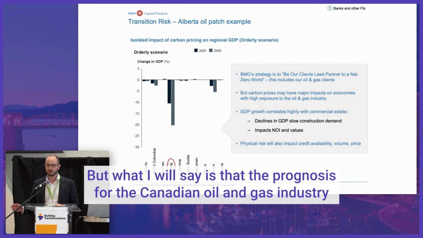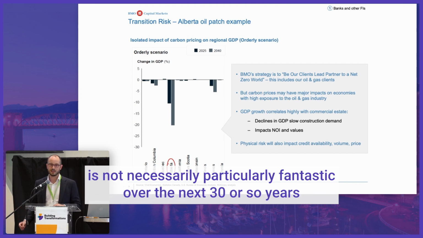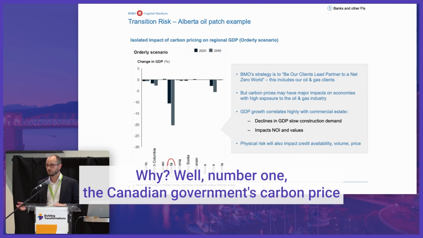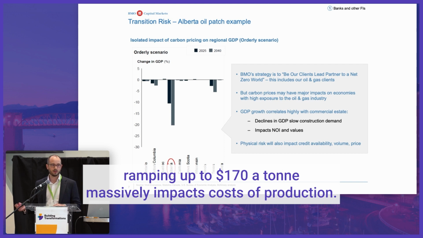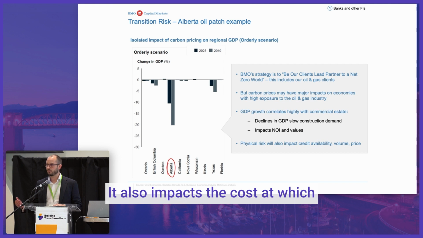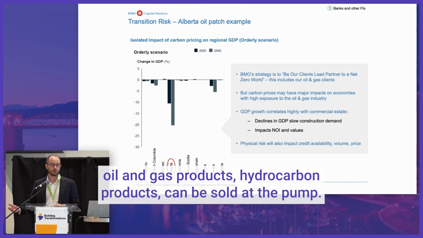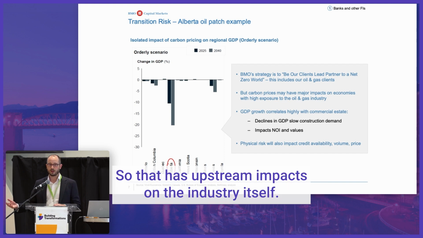But what I will say is that the prognosis for the Canadian oil and gas industry is not necessarily particularly fantastic over the next 30 or so years without very, very fundamental changes to its business model. Why? Well, number one, the Canadian government's carbon price ramping up to $170 a tonne massively impacts costs of production. It also impacts the cost at which these hydrocarbon products can be sold at the pump. So that has upstream impacts on the industry itself.